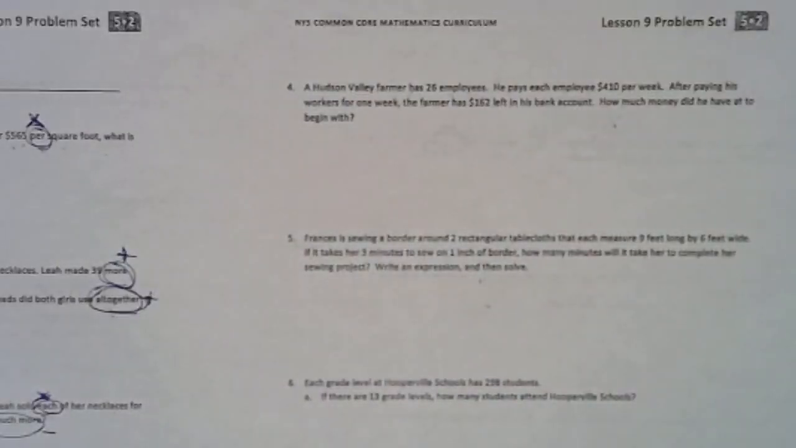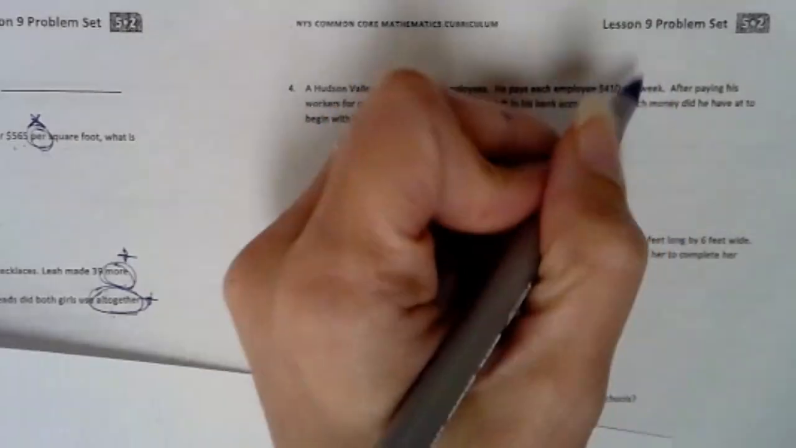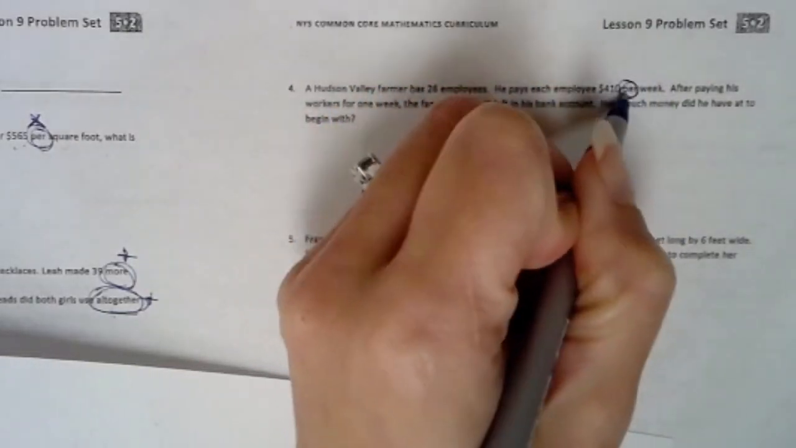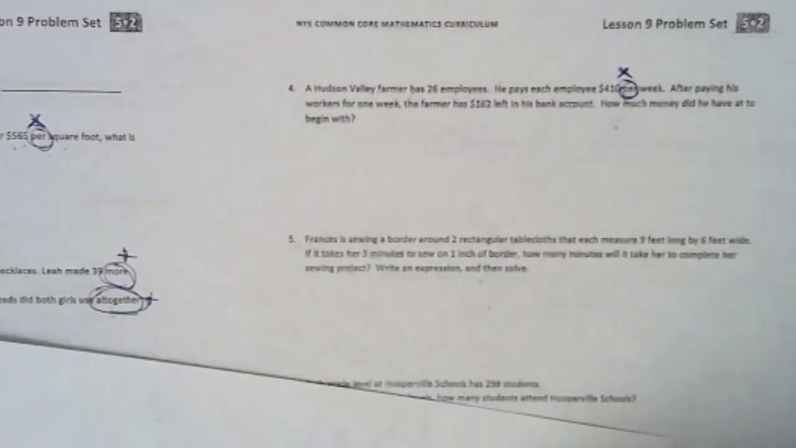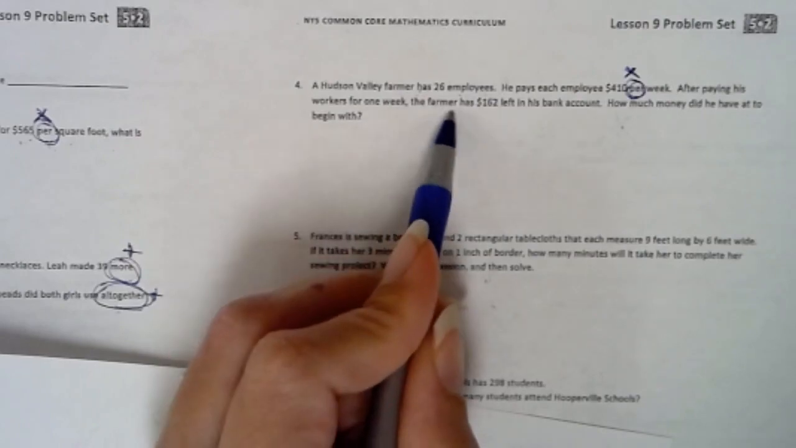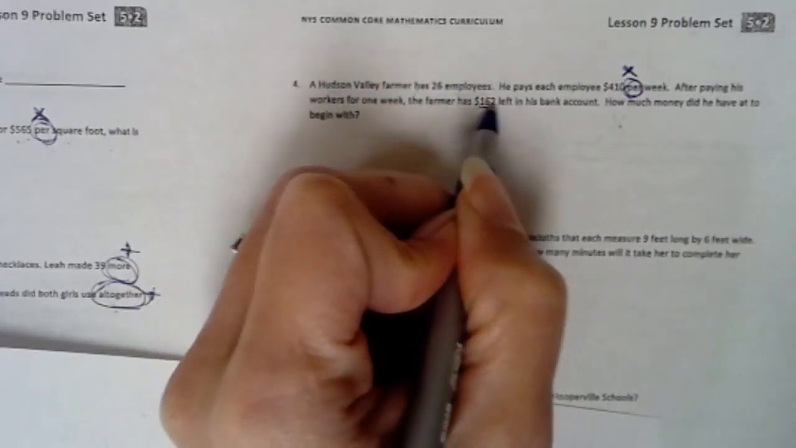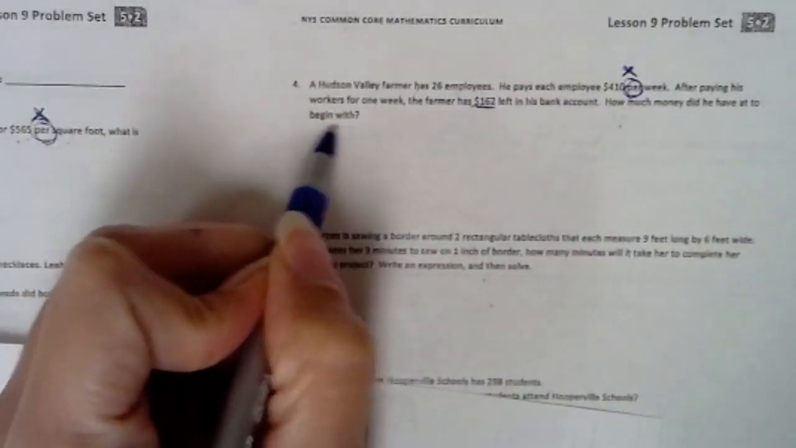Now we're going to do number 4. A Hudson Valley farmer has 26 employees. He pays each employee $410 per week. Remember, per could mean multiplication or division. In this instance, it means multiplication. After paying his workers for 1 week, the farmer has $162 left in his bank account. How much money did he have to begin with?